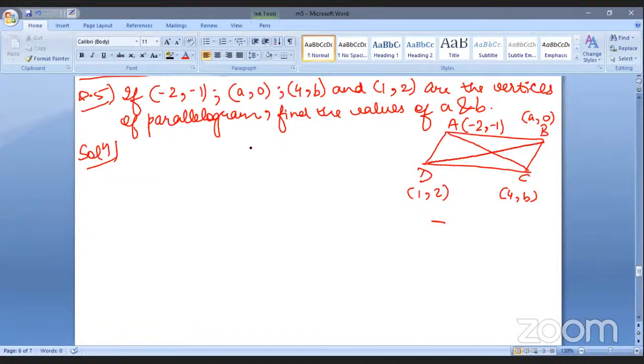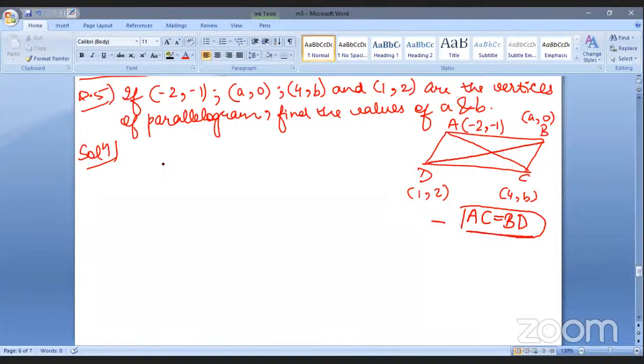Now in this, we want to find the values of A and B. We know that the diagonals of a parallelogram are equal, so AC is equal to BD. As we know the coordinates of every point, definitely we can use the distance formula. Now, how will we use it?